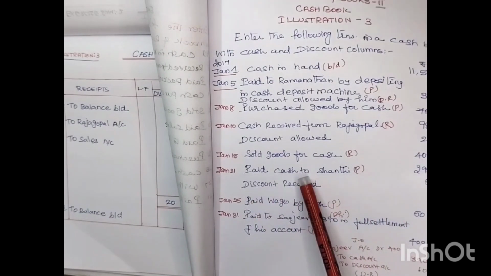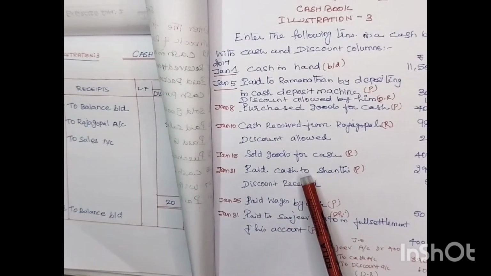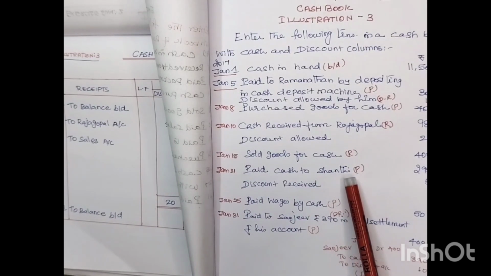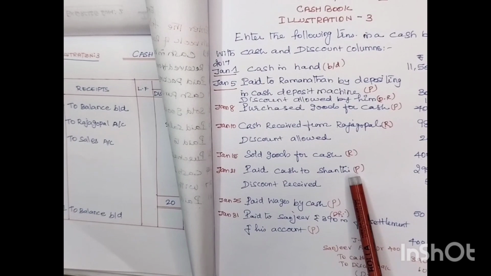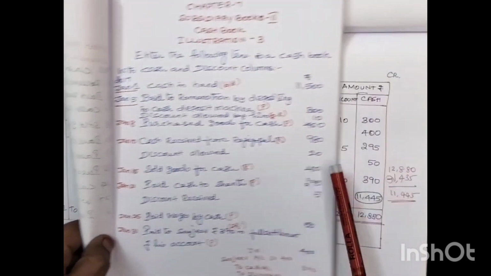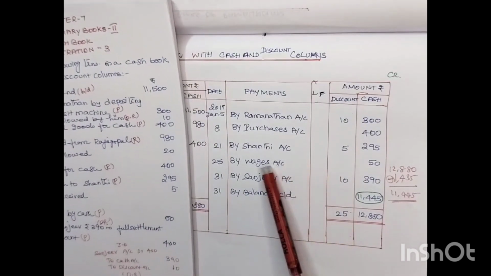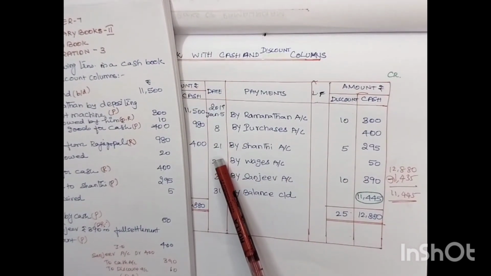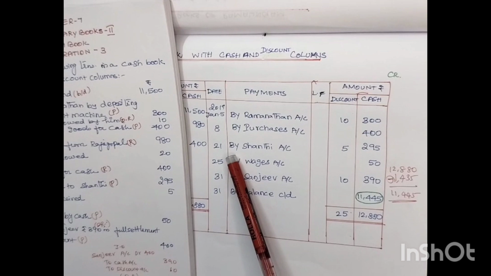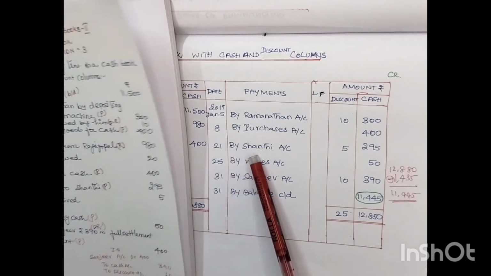Okay, paid cash to Shanti means you made a payment to Shanti, so you have to enter this transaction into the payment column, that means the credit side. So you go to the credit side, dated January 21. To whom did you pay cash? You paid cash to Shanti.